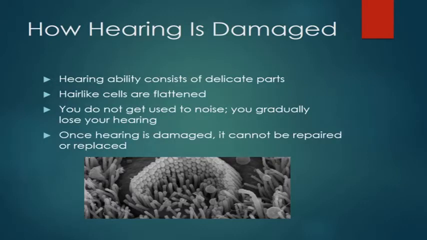How hearing is damaged. The most common way of losing hearing is through gradual damage to the delicate hair-like cells. Normal sounds cause the cells to move back and forth like grass in a gentle breeze. Loud noise causes the hair to lie flat. Once the noise stops, the hairs spring back, much the way a trampled field of grass will slowly spring back.